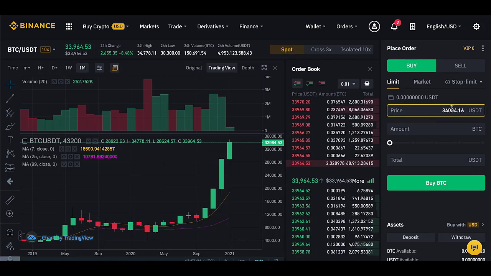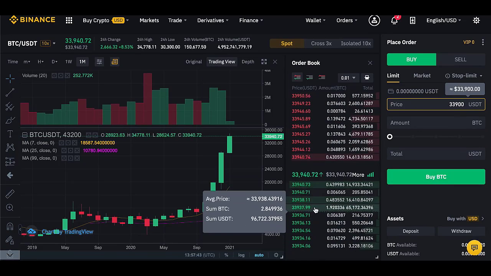Let's say though that you don't want to pay that. So you can actually change this. So let's come to 33,900 like this. So that is the amount of the US dollar tether currency that you want to pay per Bitcoin. You can come and then press buy Bitcoin and your order will come and join these bids.